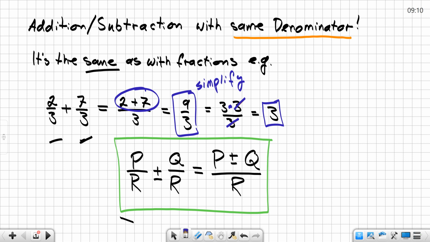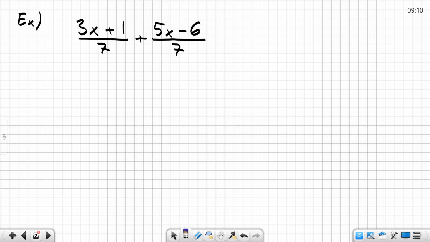When we are talking about rational expressions, we always have the letters involved. P over R plus or minus Q over R. The goal here is that R has to be the same. That is the same thing as if you just add or subtract the numerators divided by the same denominator. Let's do a few examples.